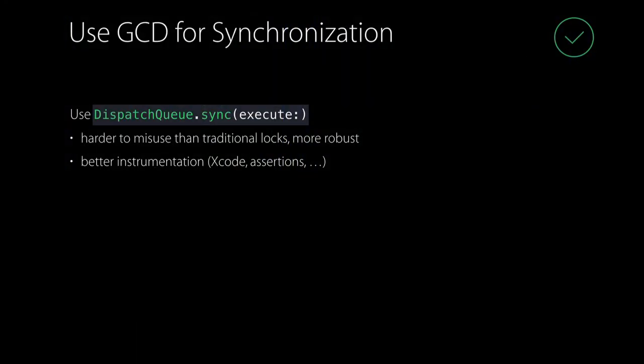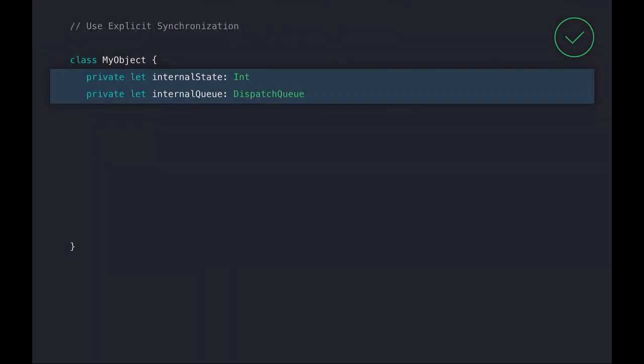So how do we use queues to synchronize? I will walk you through an example of implementing an atomic property. So here we have this object that has an internal state that we want to access in a safe way. We will use a queue to synchronize. How do we write our getter and our setter?